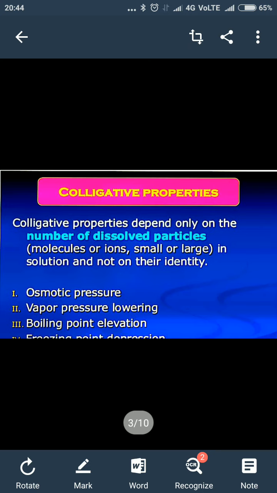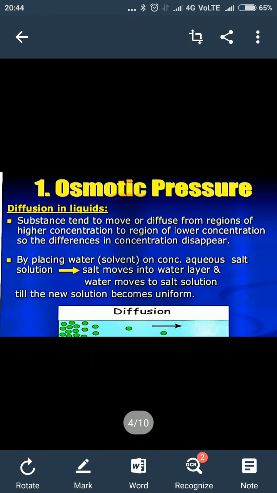These colligative properties are of four types. There are four types: osmotic pressure, vapor pressure lowering, boiling point elevation and freezing point depression. First of all, we come to osmotic pressure.